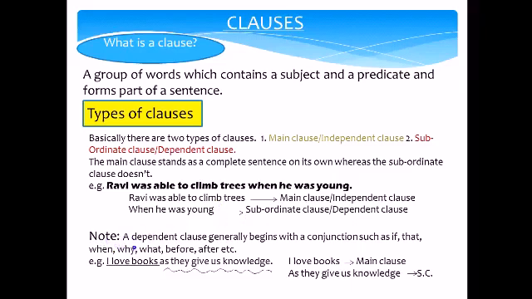Note: a dependent clause generally begins with a conjunction such as if, that, when, why, what, before, after, etc. Let us take this example. I love books as they give us knowledge. Here, the part underlined with a straight line, that is, I love books, is a main clause. The part that is underlined with a corrugated line is a subordinate clause. The subordinate clause here is as they give us knowledge.